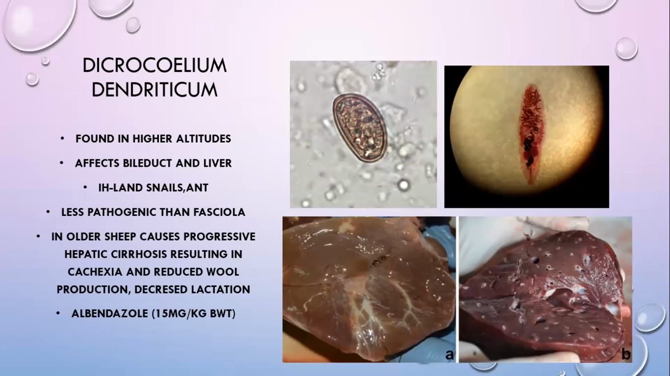In case of heavy infection, there may be some cirrhosis on the liver surface and some reduction in the production traits of the animal. And here we can give albendazole for treatment of this fluke.